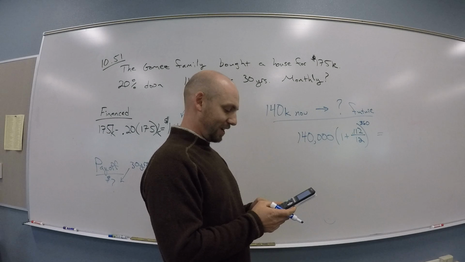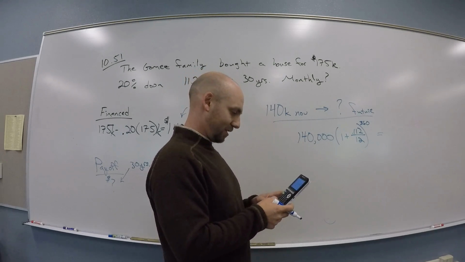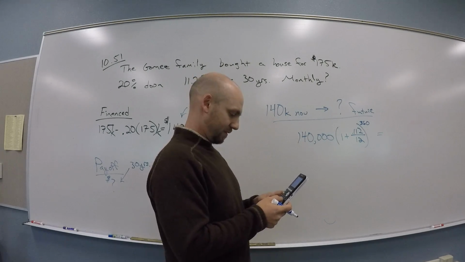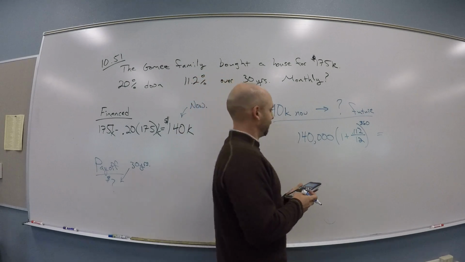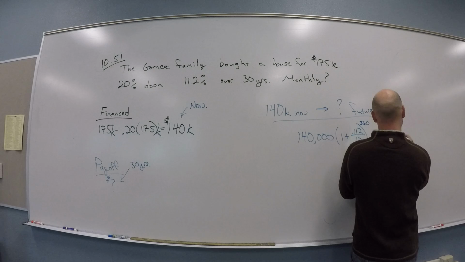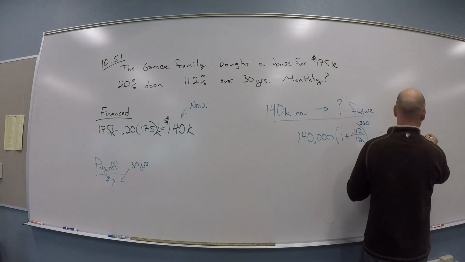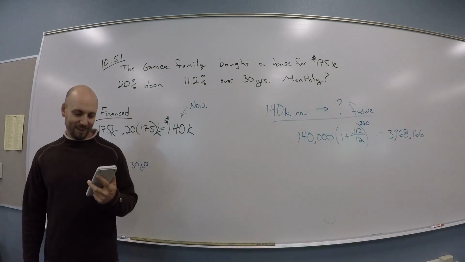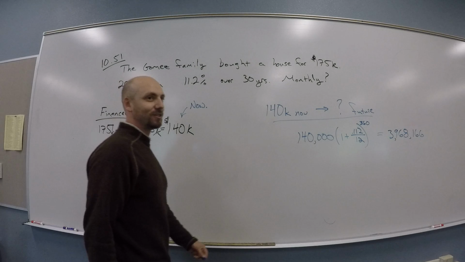So what I'm typing in is 140 times the quantity of 1 plus 0.112 divided by 12. Are you sure that's right? I have it written exactly like that. Is that what you're getting? That's what I got. There is no way. That's ridiculous. That is crazy, which is why you never borrow money at 11% interest.